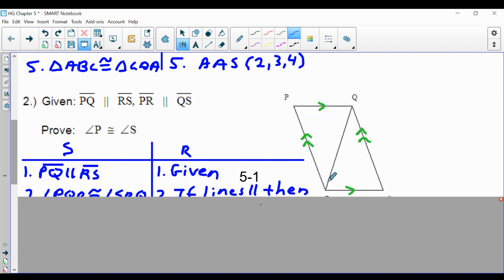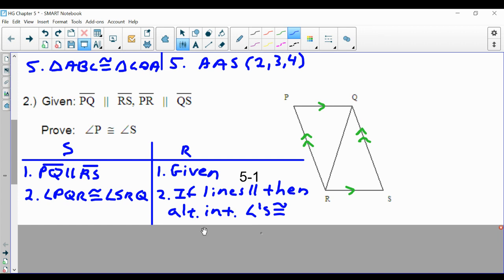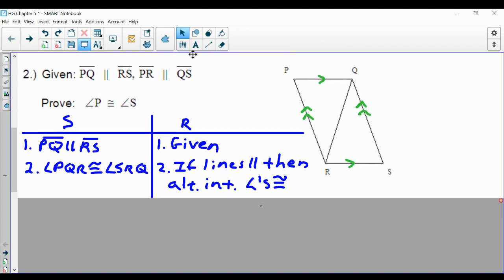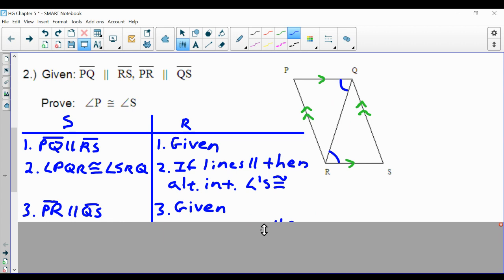And again, because we have transversals, or this one transversal, I should say, we can say alternate interior angles are congruent. Again, the reason is if lines are parallel, then alternate interior angles are congruent. This reason is going to be one that we'll use a ton. Okay. I'm not sure why this is right here. I'm going to delete that. So we've shown that angle PQR, so this angle, and this angle, SRQ, are congruent. And that was using PQ is parallel to QS.